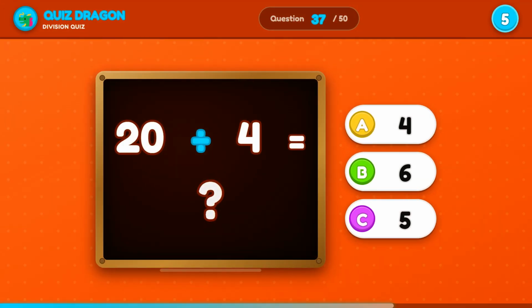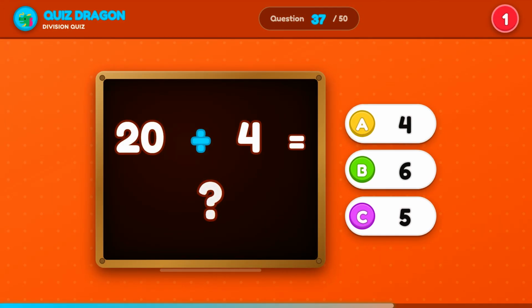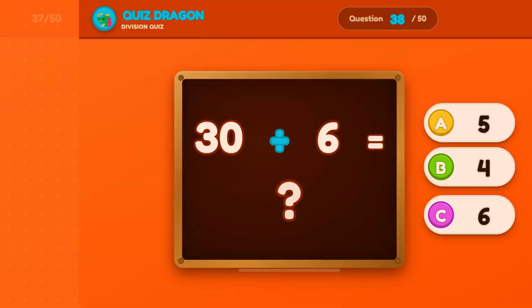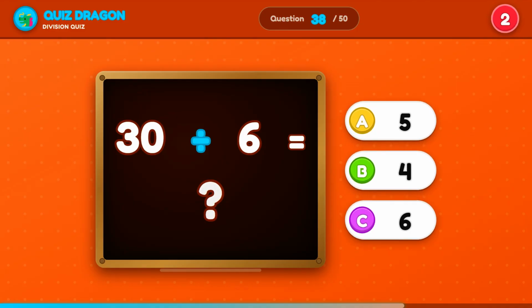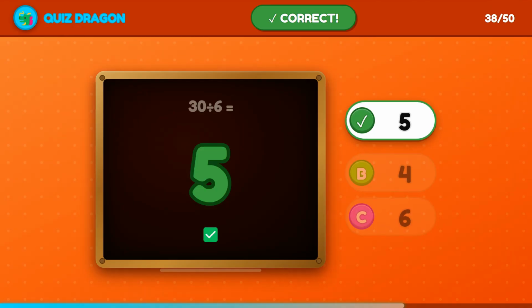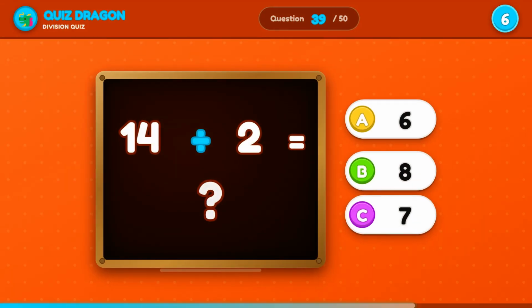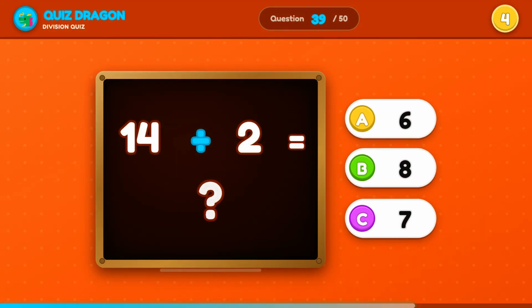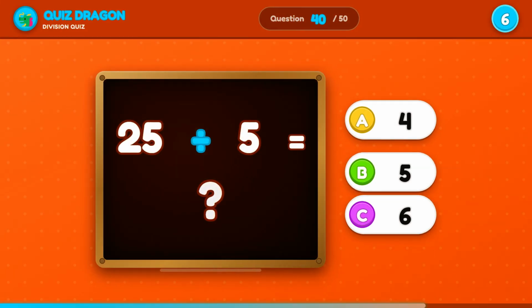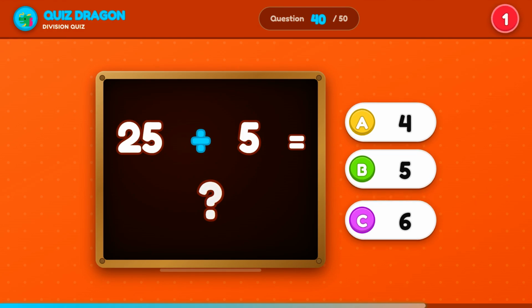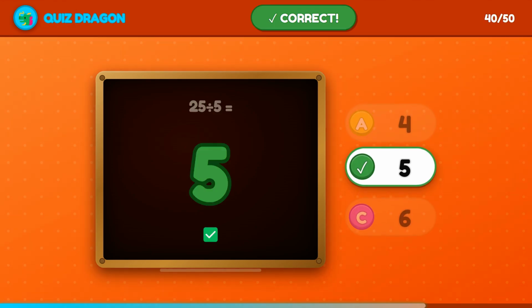Question 37. What is 20 divided by 4? The correct answer is C, 5. Question 38. What is 30 divided by 6? The correct answer is A, 5. Question 39. What is 14 divided by 2? The correct answer is C, 7. Question 40. What is 25 divided by 5? The correct answer is B, 5.